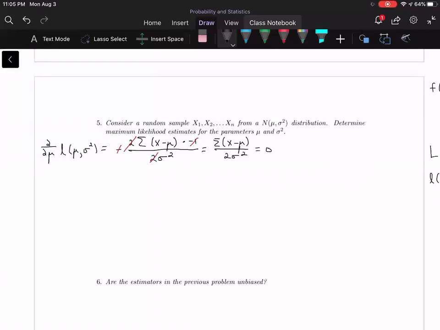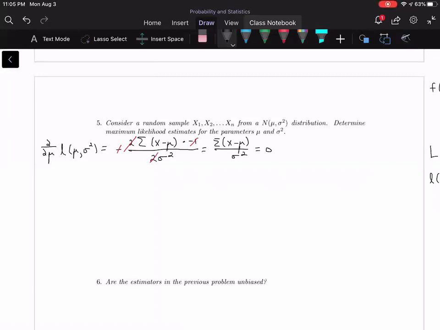And I want to set this equal to 0 and solve for mu. So you have to stay focused. We took the partial derivative with respect to mu, so my goal is to solve for mu for this one so far. So the 2's cancel, right? It's just sigma squared. Yes, thank you. Just sigma squared on the bottom now.